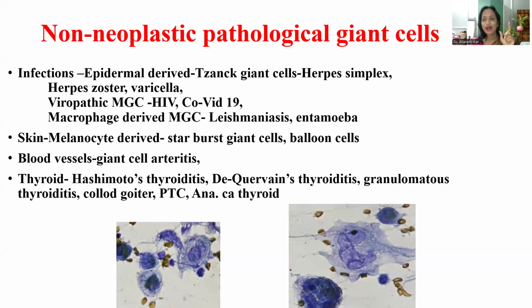Now, in the thyroid, as you have seen, there are many conditions, both benign, non-neoplastic, and neoplastic, where you may see multinucleated giant cells. Like Hashimoto's thyroiditis, de Quervain's thyroiditis, granulomatous thyroiditis, multinodular colloid goiter, and certain malignant conditions like papillary carcinoma of thyroid, anaplastic carcinoma of thyroid.